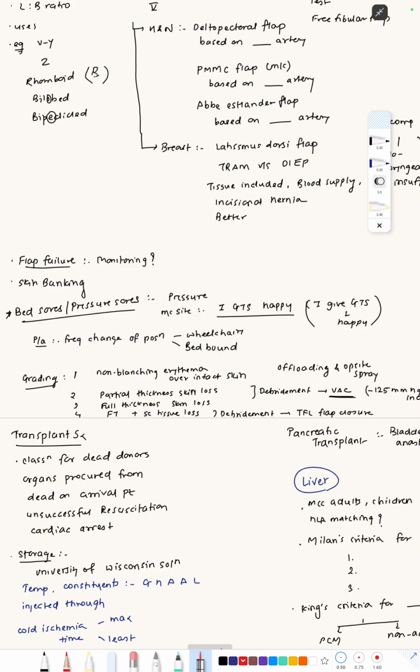Now grading is done as grade 1, 2, 3, 4. Grade 1 is non-blanching erythema, grade 2 is partial thickness skin loss, grade 3 is full thickness skin loss, grade 4 is full thickness skin loss along with subcutaneous tissue loss. In grade 1, conservative management is done: offloading or offsite spray. Offloading is using an air mattress or water mattress, and offsite spray actually prevents further progression.